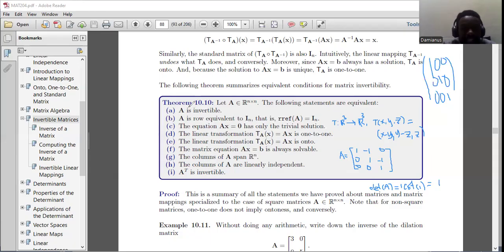Anyway, this matrix here is invertible, by the way. It's not too difficult to find the inverse of this matrix. So now I can claim for free that this linear transformation is 1-to-1 and onto, because this matrix is invertible. All you have to do is find the inverse of A.